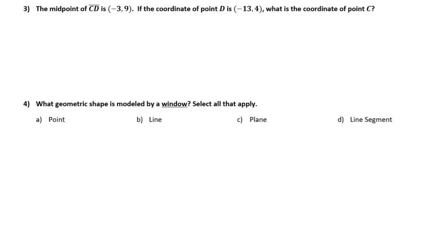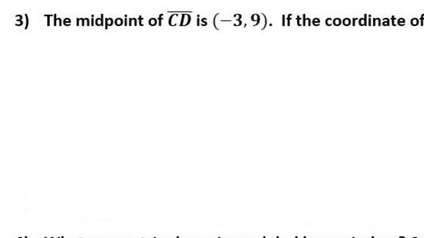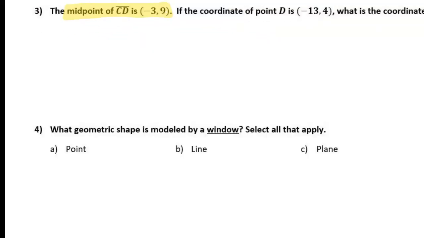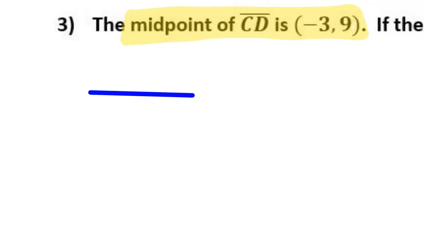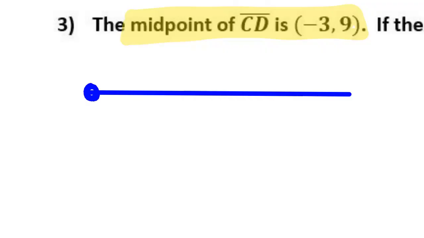The midpoint of CD is negative 3, 9. If the coordinates of point D is negative 13, 4, what is the coordinate of point C? So the first thing I'm going to do is draw a picture here. What should the ends of my segment be called? C and D.